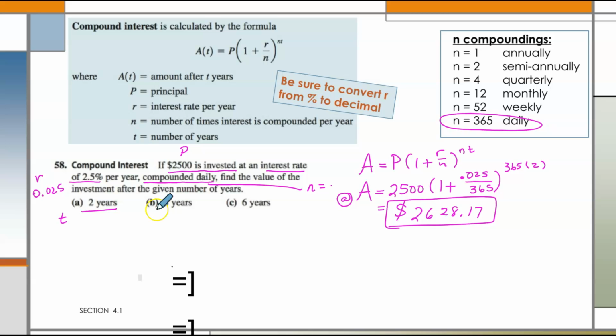Okay, next one, part B. Time is, instead of 2 years, how much are we going to have into our account after 3 years? Okay, so the only thing that changes is that becomes a 3.